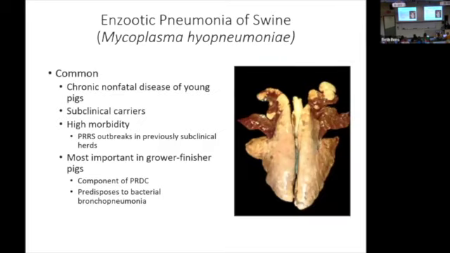Mycoplasma in swine, we call it enzootic pneumonia of swine. I don't know why we feel like we have to name every single syndrome a different thing, but it follows the mycoplasma rules of subclinical infections and carriers are common. It's kind of a chronic, slow-burning disease. The big importance is it's going to predispose you to other respiratory infections.